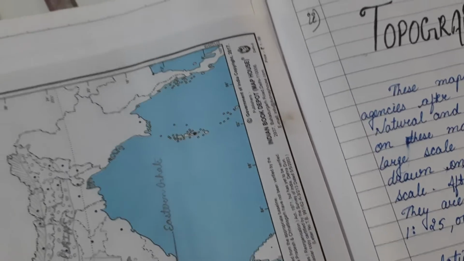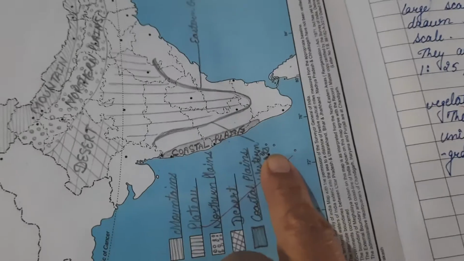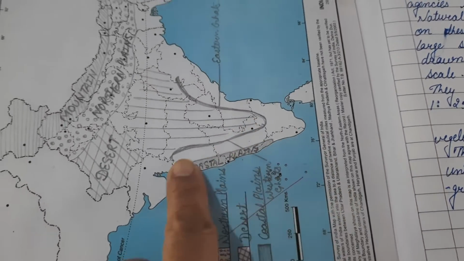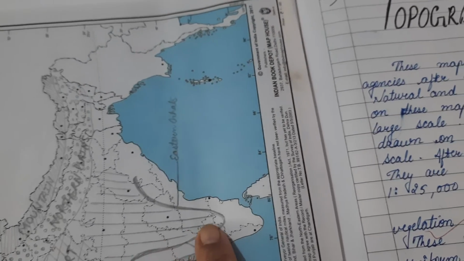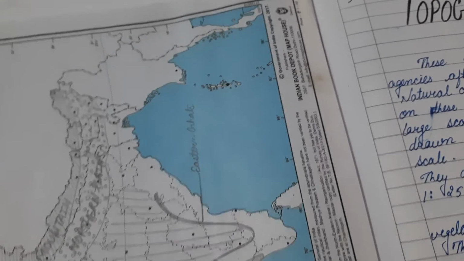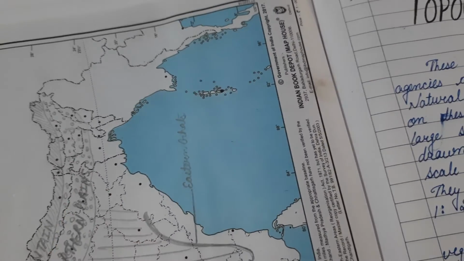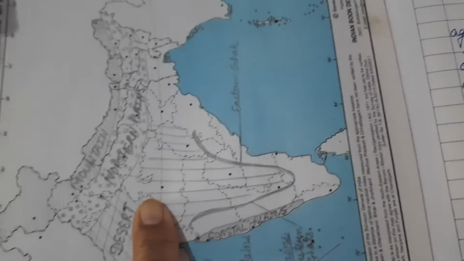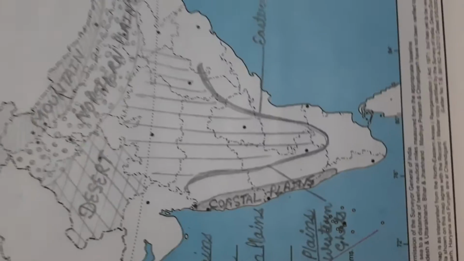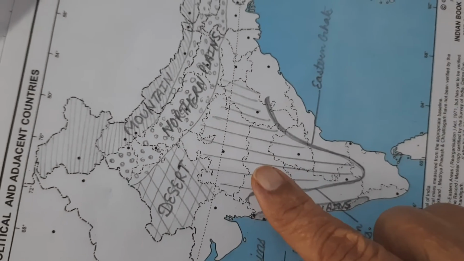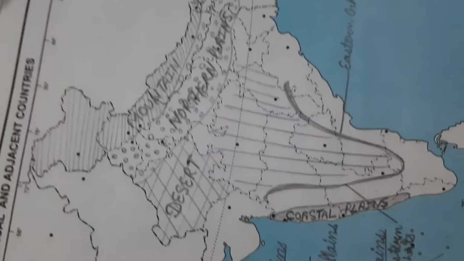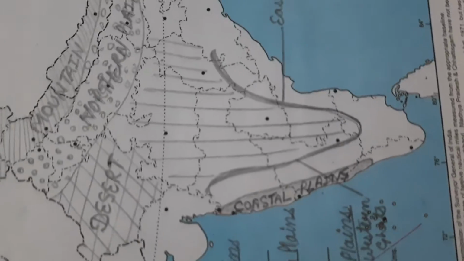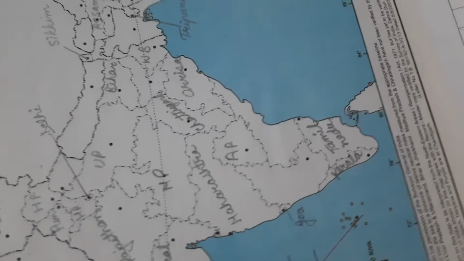These are the western coastal plains, right? This dark line shows the Ghats. This is the western Ghats, eastern Ghats, and the area left between all these 4 is the central plateau of India. Accordingly you have to understand and learn these things. And this is all about your large scale map.